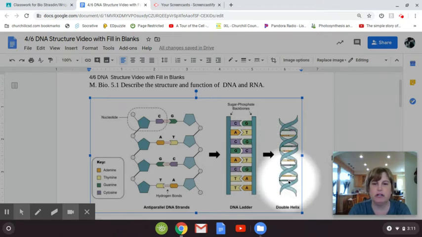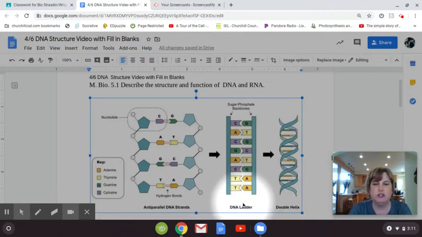So if you look, we're going to kind of work backwards right here, but here is our twisted ladder. That's what we know DNA looks like so far. And so to study it, we're going to untwist it. That's called a double helix. That's a fancy name for twisted ladder.